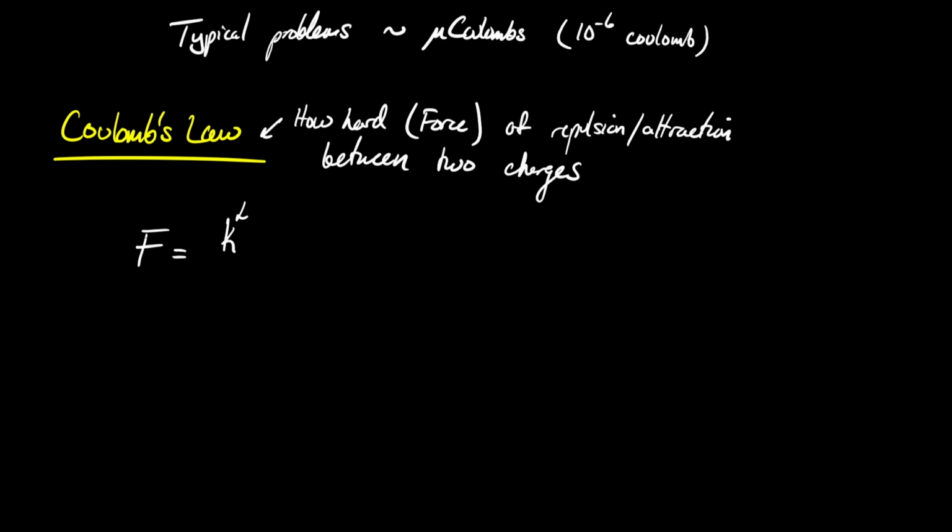K is just a constant. It's 9 times 10 to the 9th. It's also sometimes written 1 over 4 pi epsilon 0, where epsilon 0 is a different constant, and these 2 expressions are the same number. It's called Coulomb's constant. So the force is K times the charge of object 1 times the charge of object 2 divided by the distance between them squared.